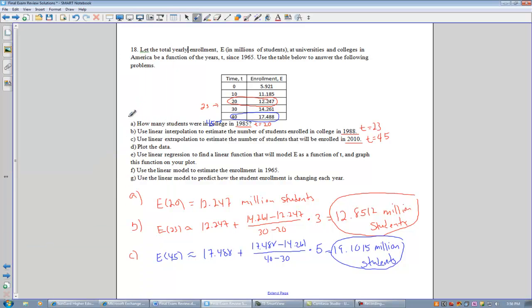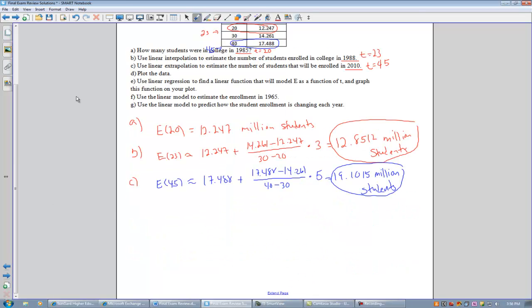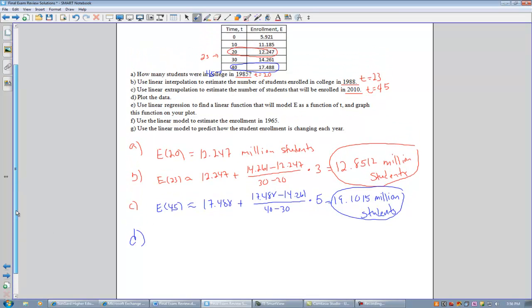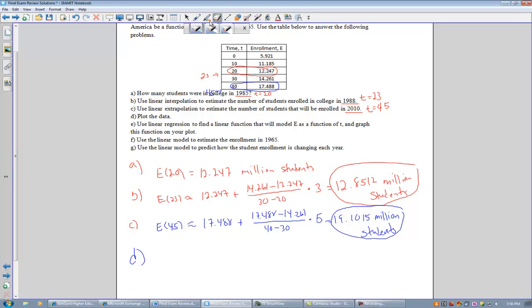Okay, so now let's look at part D. Part D says plot the data. So let's plot this data. I'm going to come back up here and erase what I've done up here so you can see the data better.